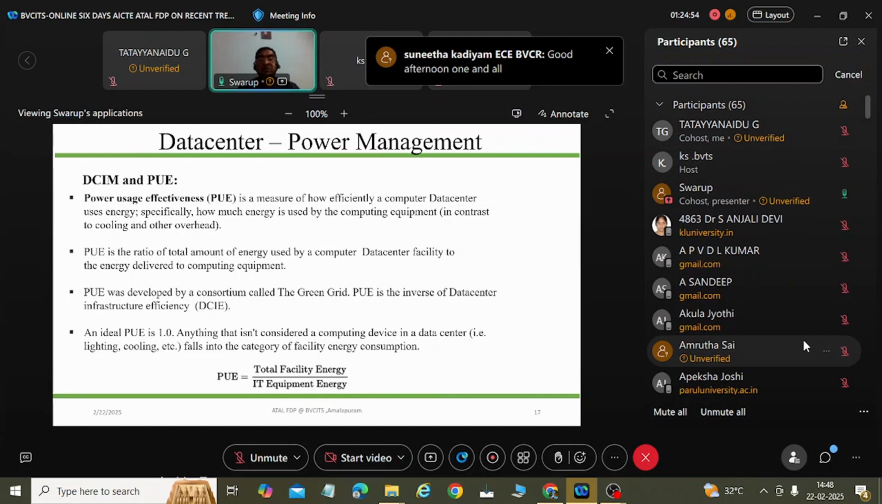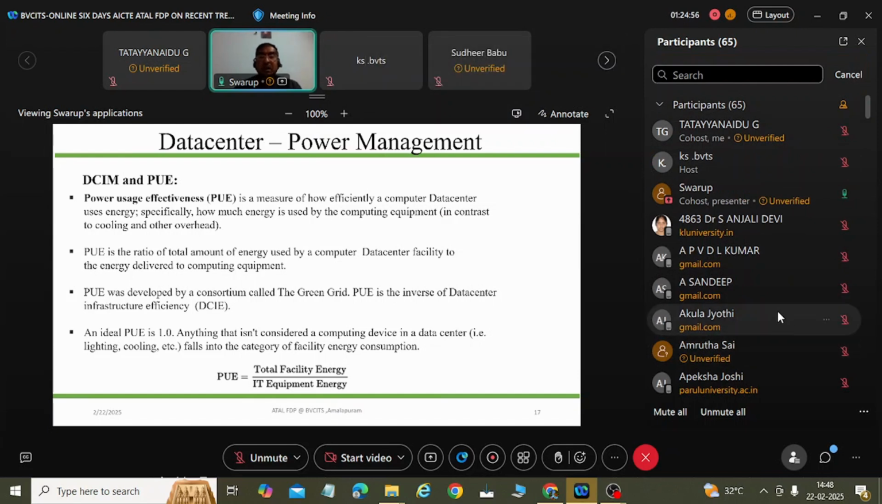PUE means total facility energy divided by IT equipment energy. If it is unity, then it is excellent, which means you are spending very minimal energy on cooling and the energy losses are very minimal. People say the ideal is 1.0, but it never happens, so it will be around 0.8 to 0.9.